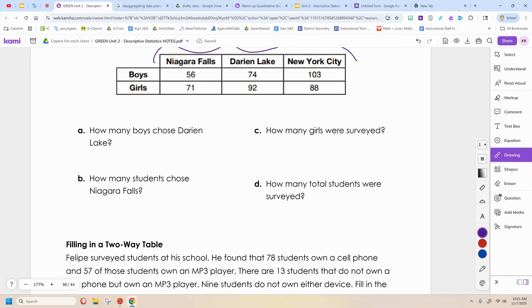In your note packet, page 38. We're just going to play with two-way tables for a few minutes today, and then we're done. Okay? So can you answer that data? Is it all right there? Do you need to do some manipulation on your own?